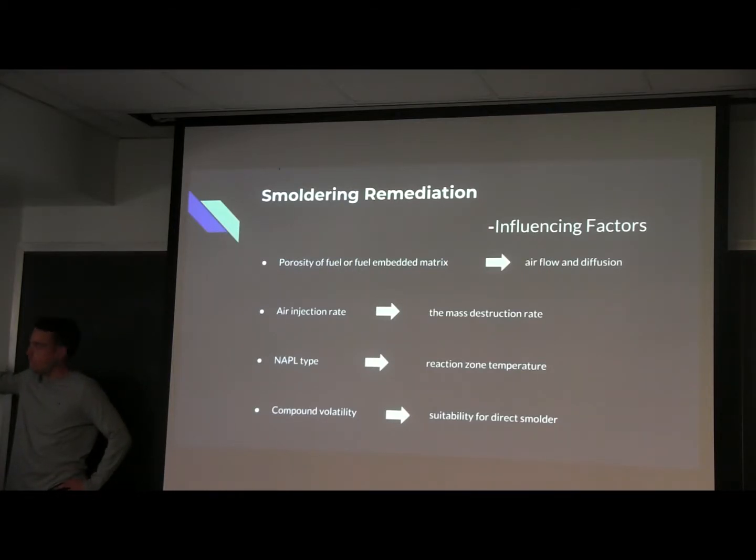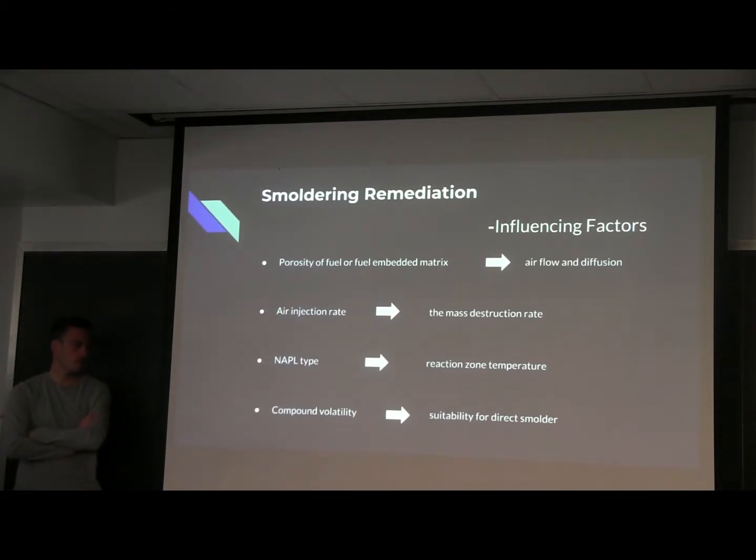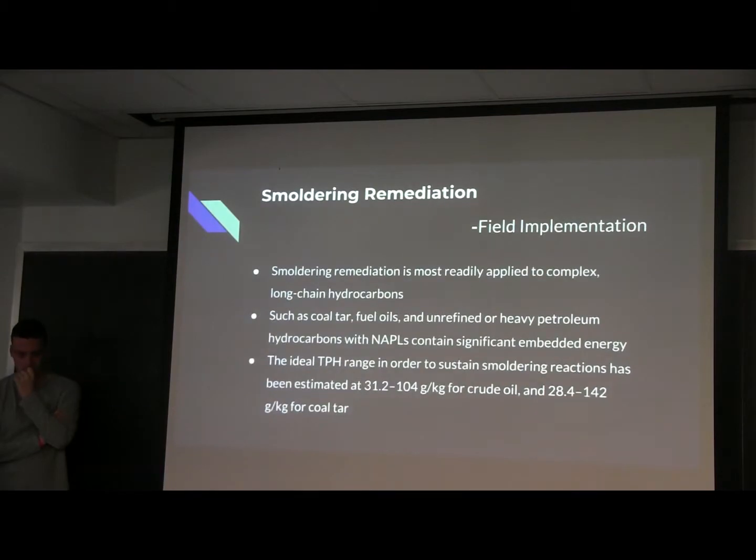Thirdly, the non-aqueous phase liquid type matters, because the temperature of the reaction zone depends primarily on the non-aqueous phase liquid type, typically ranging from 500 degrees C to 1000 degrees C. And last but not least, the compound volatility matters, because if the material is too volatile, like gasoline, it may be difficult to ignite. So then we need other, non-toxic fuel to support the smoldering, which means we cannot use direct smoldering.